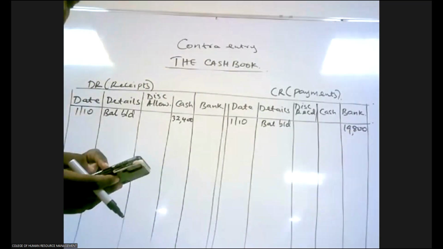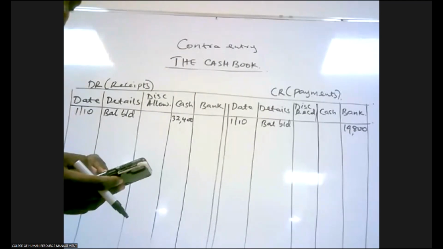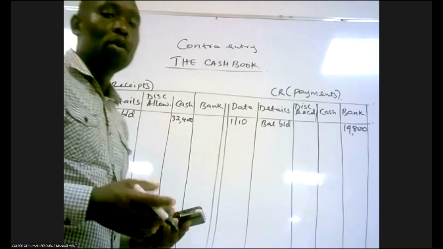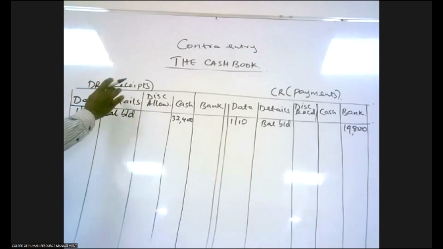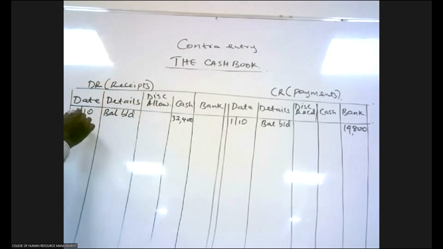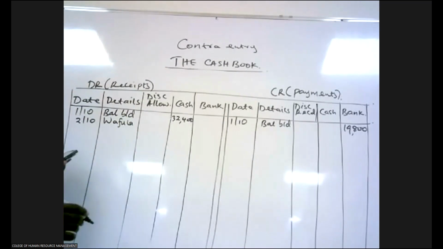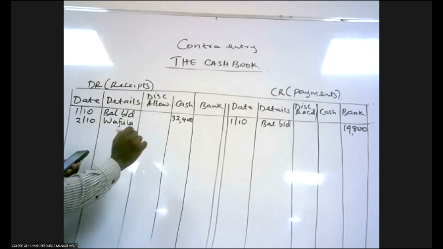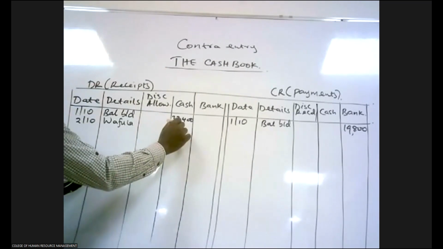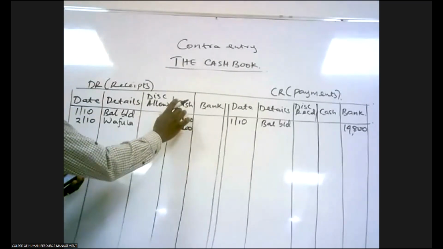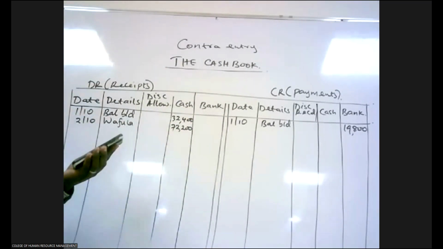Then what happened in that month? Second, borrowed 72,200 cash from Wafula. When you borrow for the business, it is a receipt. Money will be coming in. 2nd of October from Wafula. And this money came in as cash, 72,200. So you put it under cash like that.